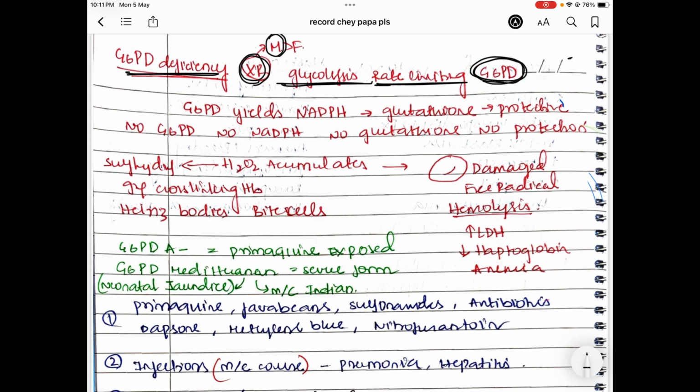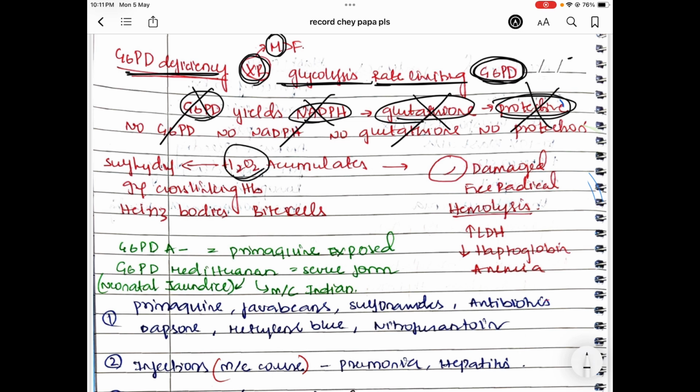So in normal glycolysis, this G6PD will produce NADPH. This NADPH will be responsible for production of glutathione. So this glutathione will cause protection against oxidative stress, right? What happens in case of G6PD deficiency? There is no G6PD, then there is no NADPH. If there is no NADPH, then there will be no glutathione. So if there is no glutathione, there will be no protection against oxidative stress, right?